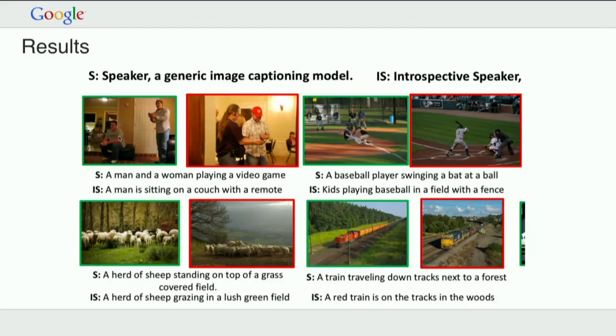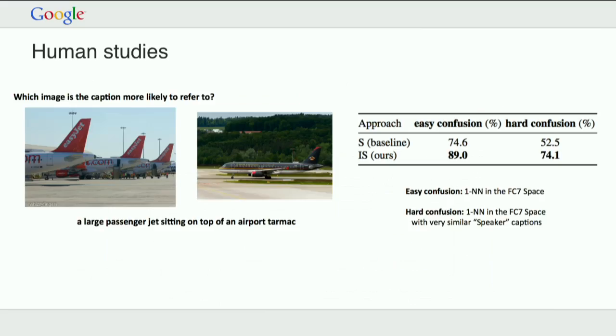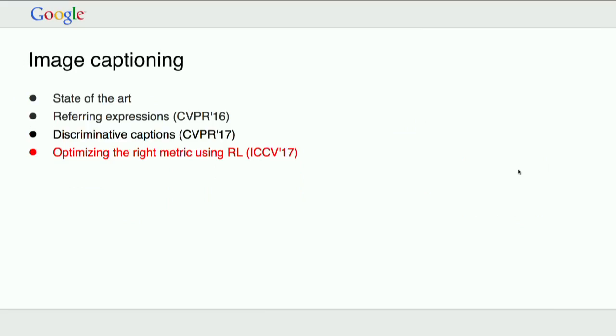So here is a target image, and here is a distractor. Actually, let's do this one on the bottom. If you run the naive model, it would say a herd of sheep standing on top of a grass-covered field, which describes both images. And our model with this slightly weighted decoder says a herd of sheep grazing in a lush green field, which clearly is a better fit to this one on the left. And so we did some human studies on this, and the humans like our captions much more than the baseline, by a big margin, actually. Okay, so that was max likelihood training.